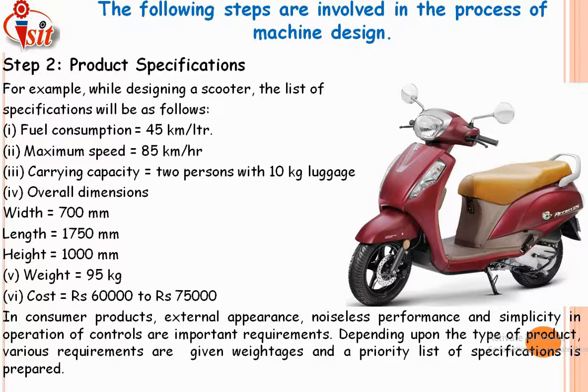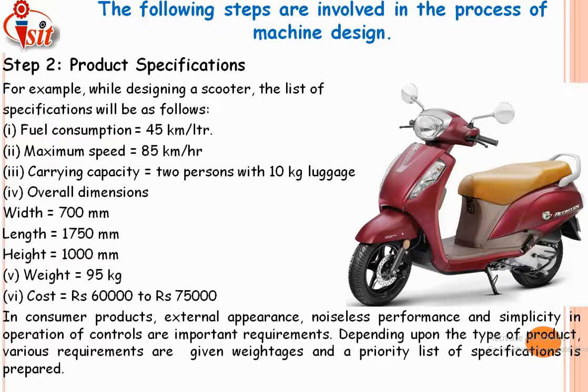Apart from this, if you take the example of the scooter, then in consumer products, external appearance is one of the parameters, noiseless performance and simplicity in operation of controls are important requirements, and depending upon the type of the product, various requirements are given weightage and a priority list of specification is prepared. So this is the second step, that is the basic design procedure to decide the product specifications.